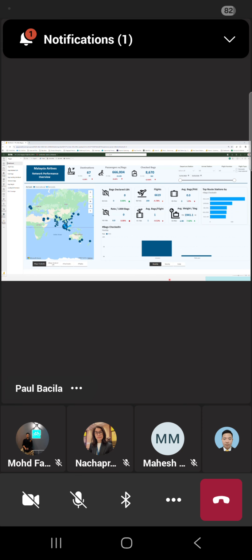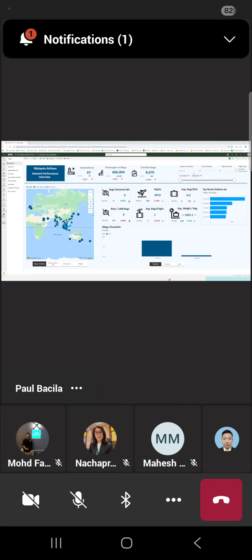Then you have average bags per passenger, average weight per bag. Again, these are metrics which I need to double check. As we mentioned, the Bag Journey implementation is in progress, right? So some metrics might not be accurate, but I just want to show you the type of KPIs we'll provide.